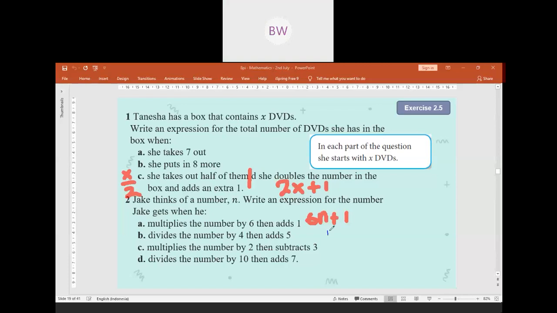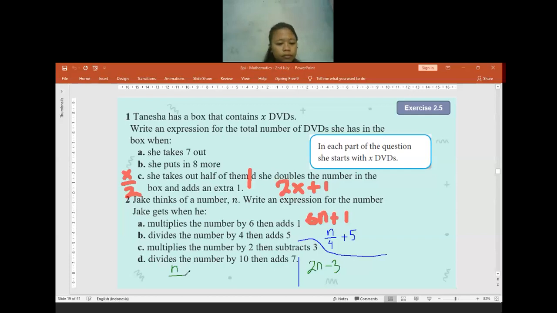So n divided by 4. You write it as a fraction, yeah? And then add 5. Okay, good job. Now let us continue to question C. Multiply the number by 2, then subtract 3. So what expression will I get? 2n minus 3. Okay. Is there anyone who is confused? No, teacher. For question D, divide the number by 10, then add 7. Divided by 10, as a fraction, and add 7.